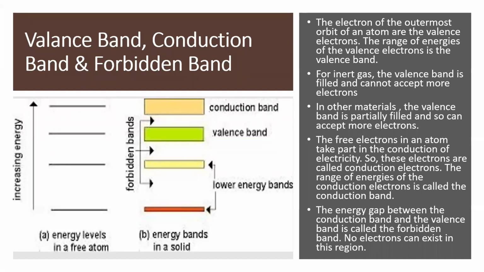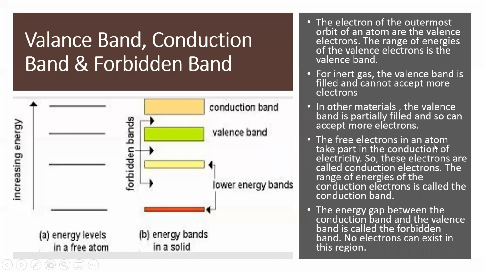So the valence band is partially filled and therefore they can accept more electrons. Now, if an atom has only 4 electrons in its outermost shell, is its valence band completely filled or partially filled? If the valence band is partially filled, how many more electrons can it have? Yes, it can have 4 more electrons. So that is what a valence band is. It's nothing but the valence shell. When it comes to a solid state, we call it the valence band.